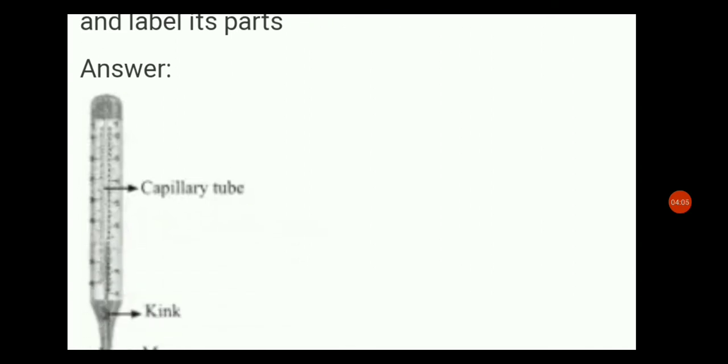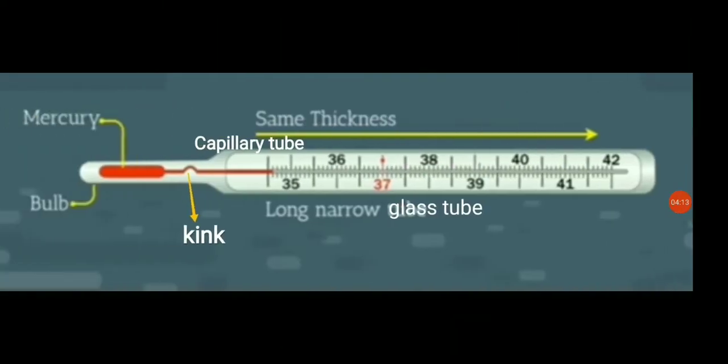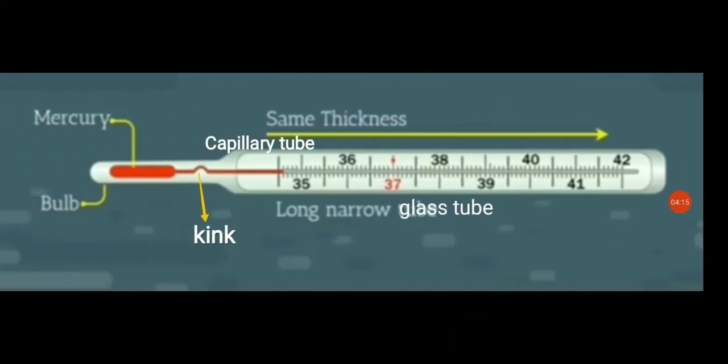First we'll see the parts. There is a bulb, mercury, kink and capillary tube. Since this diagram is blurred, I'll show you another diagram. Use this diagram and draw it as shown. There is a bulb which contains mercury, and there is a kink, a small hook-like bend, and the mercury flows through the capillary tube.